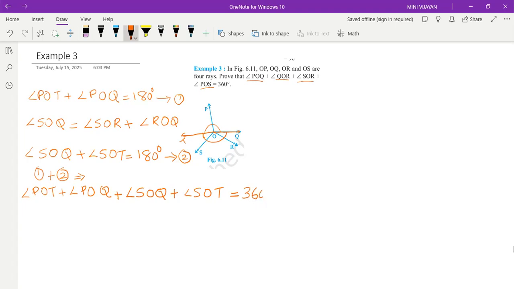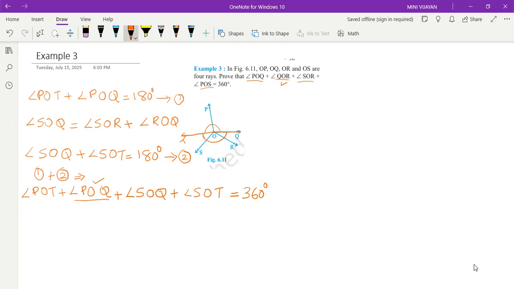which is equal to 360 degrees. Now we have to compare this with what we need to prove in the question. What is asked to prove in the question? The first angle is angle POQ. That angle is given as such. We have angle POQ here. Angle QOR. Is that here? Angle QOR is not marked here.